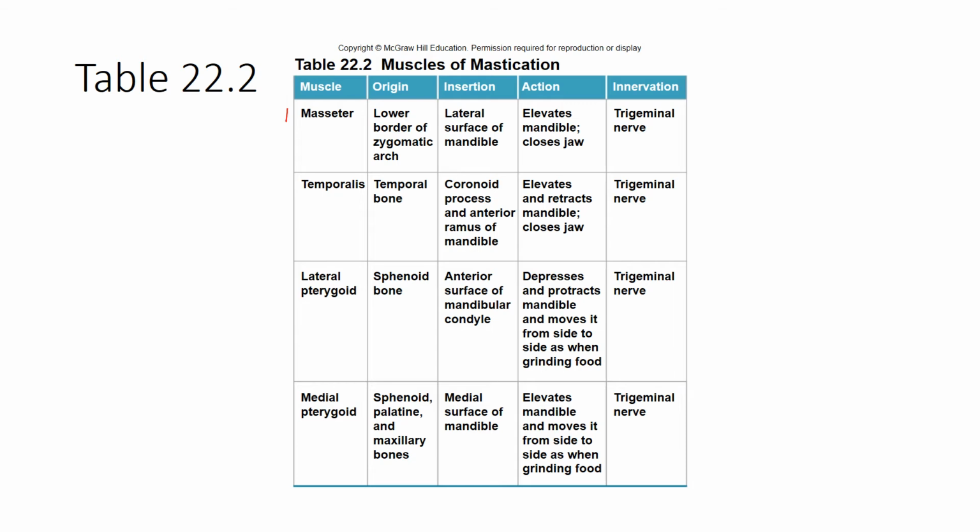The masseter, what is the origin? It will be the lower border of the zygomatic arch. Insertion will be the lateral surface of the mandible. Action: elevates the mandible and closes the jaw. Again, it's easy: the innervation will be trigeminal. Tri means three, the nerve with the three branches. So the trigeminal nerve supplies or controls these muscles, the muscles of mastication.